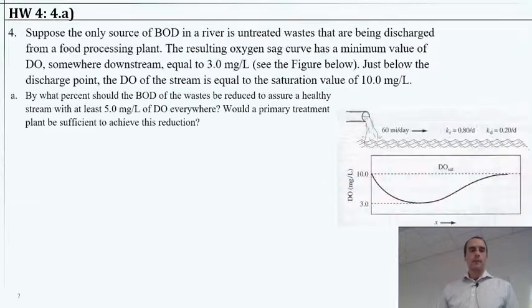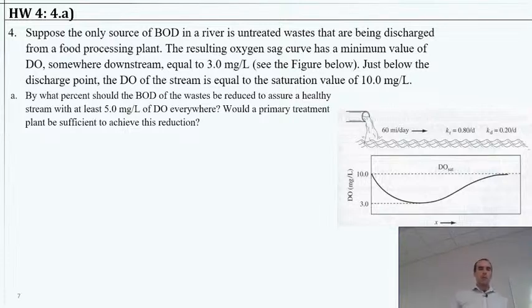All right, next, problem 4. I think this is our last one, but it has several parts. Suppose the only source of BOD in a river is untreated wastes being discharged from a food processing plant. The resulting oxygen sag curve has a minimum DO somewhere downstream equal to 3 milligrams per liter, as seen in this figure. Just below the discharge point, the DO of the stream is equal to the saturation value of 10 milligrams per liter.